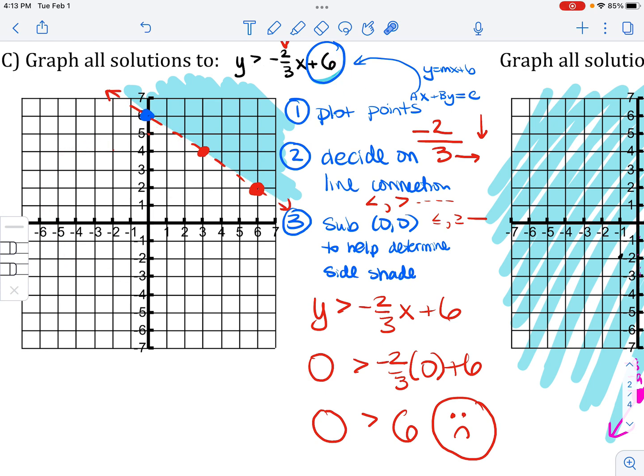Replace it into the equation, see the outcome. If you like the outcome, shade where 0, 0 is. If you don't like the outcome, shade the opposite section.